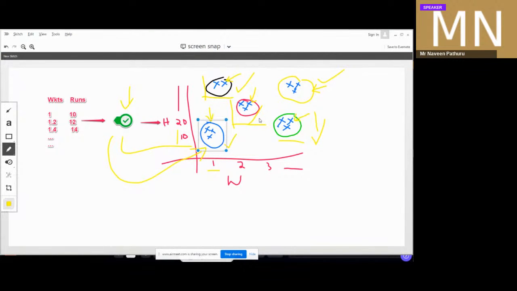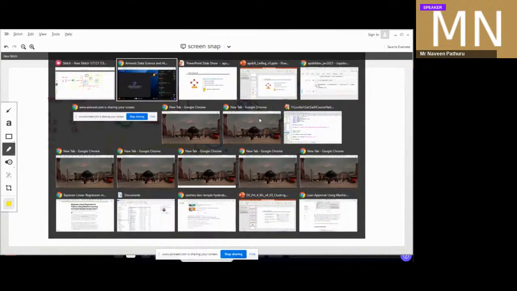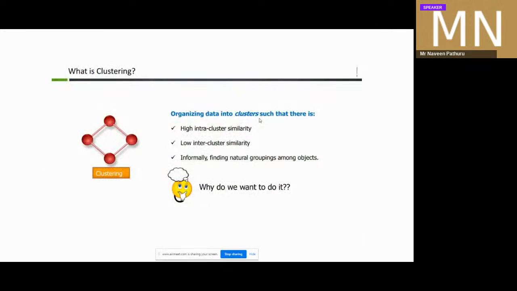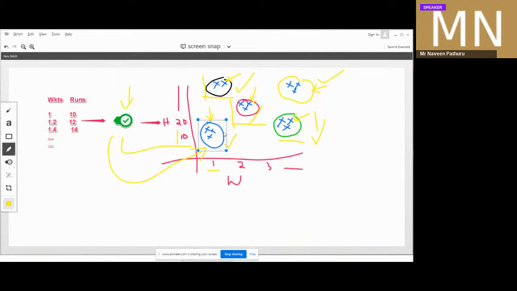What is this? This is a slightly friendlier look at this one. Let's take a slightly formal look. Now, what we are saying is, they have high intra-cluster similarity. What it means is, imagine these are cats.